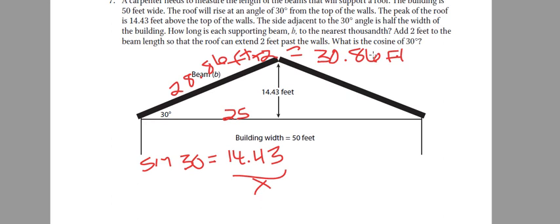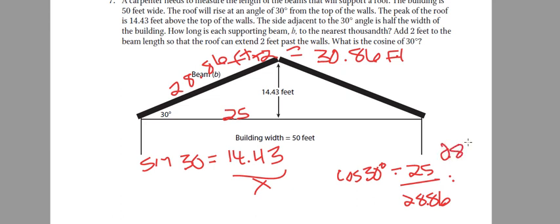Then it also asks you to find just the cosine of 30 degrees. So the cosine of 30 degrees there was equal to the adjacent over the hypotenuse. So that's 25 over 28.86, because again, the hypotenuse is just 28.86. The beam is 30.86. And that gives us a value, if you find the decimal equivalent, of about 0.866.